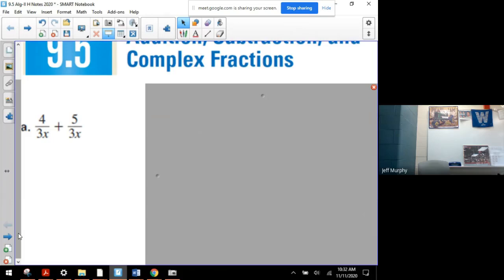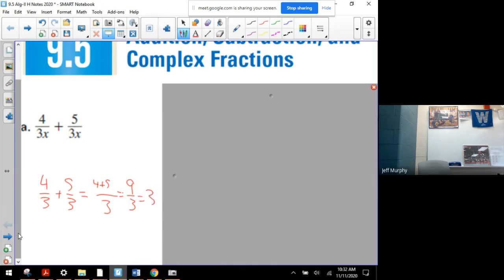So just like you would have before, if you happen to have 4/3 plus 5/3, you knew that you had a common denominator, and you'd have your 4 plus 5, and you'd wind up with 9/3, and then you would simplify that, and you'd wind up with 3. Well, this is the exact same process. It just so happens that there's a variable thrown in, okay? So this still has a common denominator of 3x.